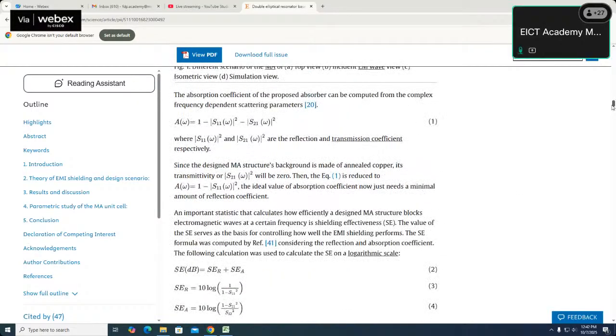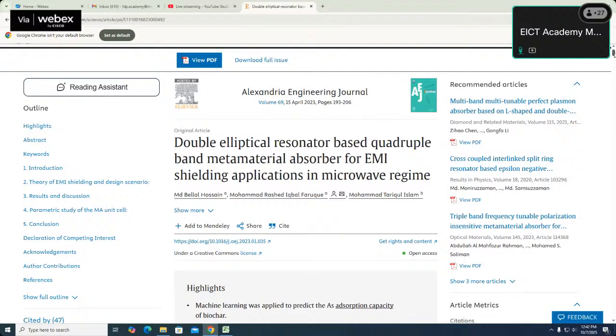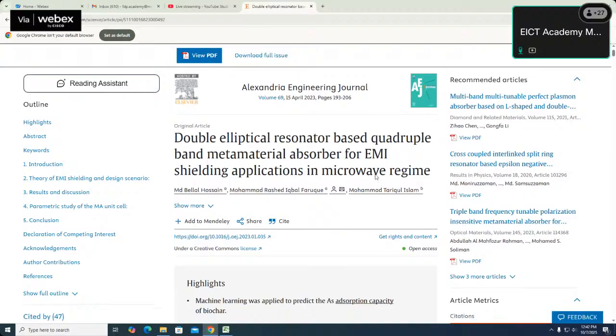Yes, sir. Sir, this is the paper. Hello, I can hear you. Yes, sir. This is the paper on a metamaterial absorber for EMI shielding application. Okay.